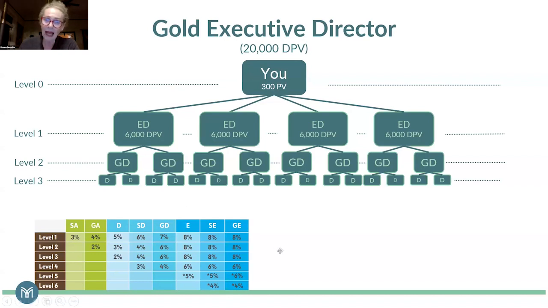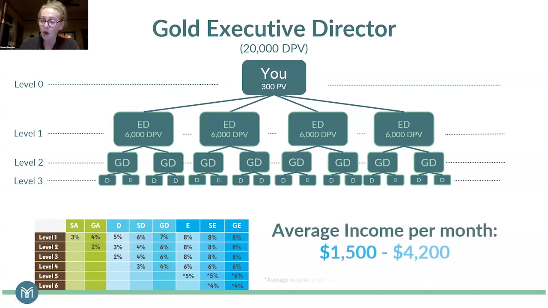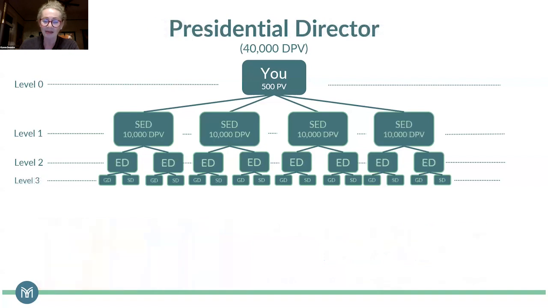So now, at a gold executive director, your income potential, average income per month, can vary between $1,500 and $4,200, which is an excellent level of income just by helping other people do what you've already learnt to do and helping others to do the same. So moving on to presidential director.